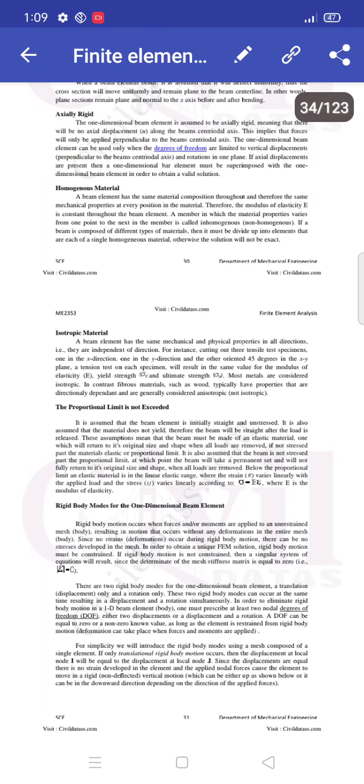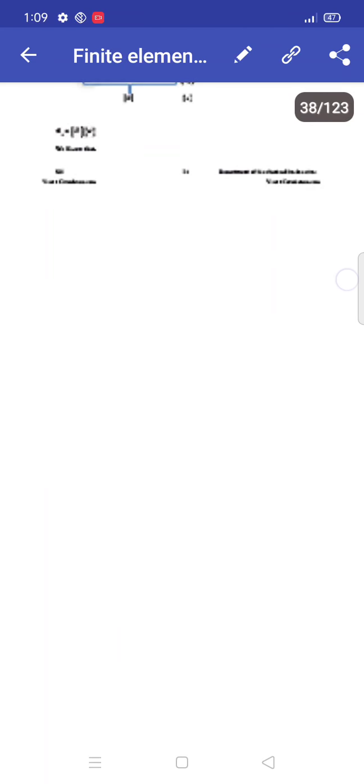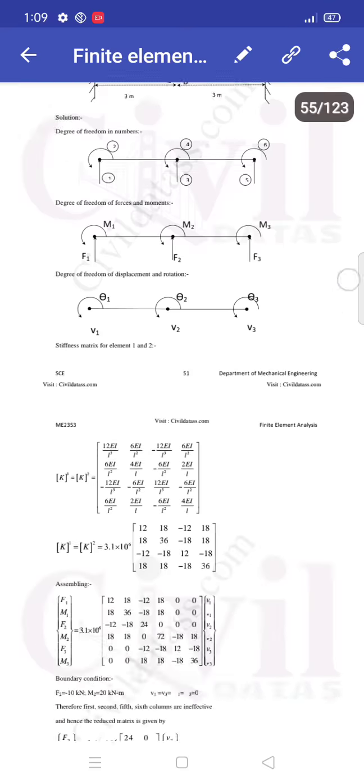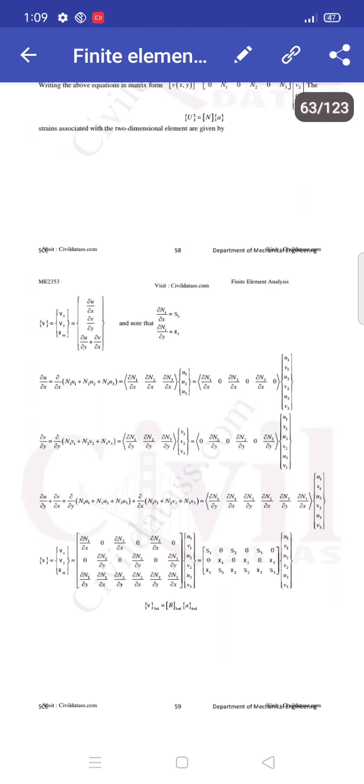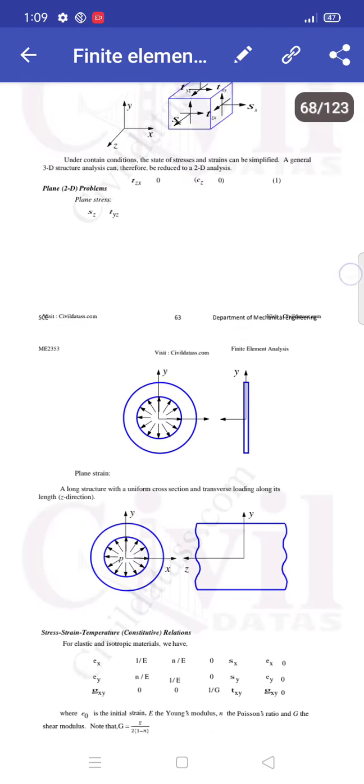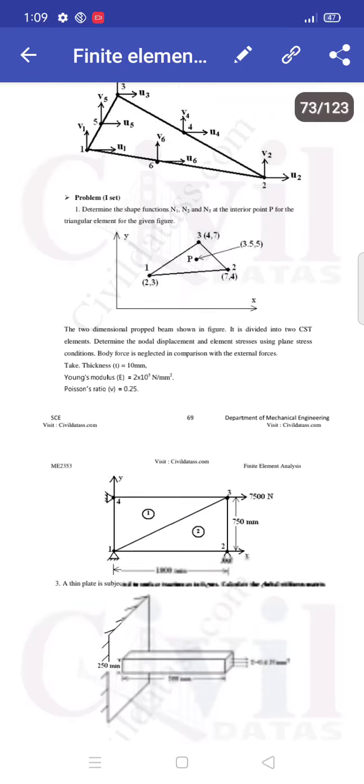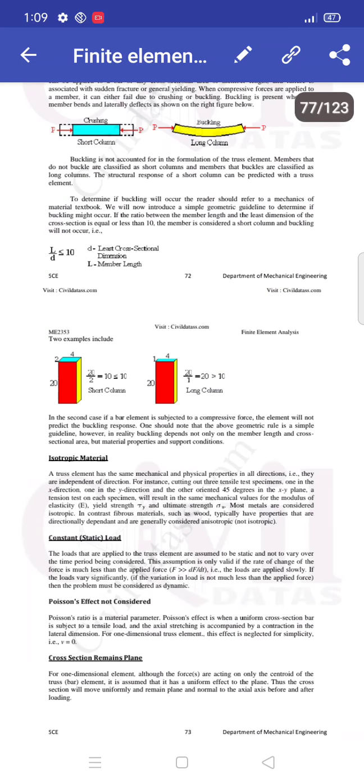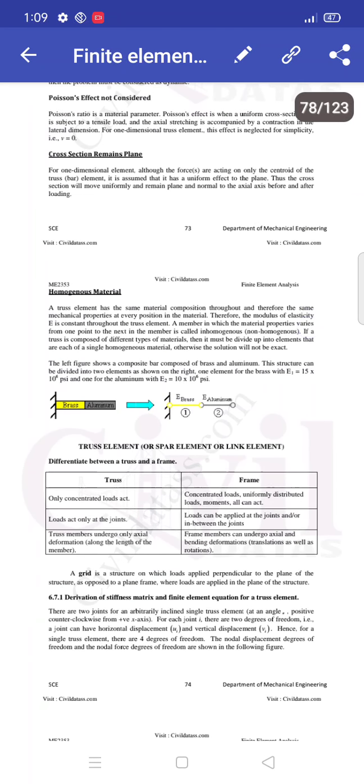Homogeneous material. Homogeneous material means it has uniform properties, uniform characteristics throughout the length of the structure. A truss element has the same material composition throughout and therefore the same mechanical properties at every position in the material. Therefore, the modulus of elasticity E is constant throughout the truss element.